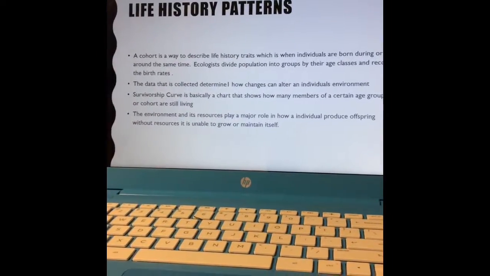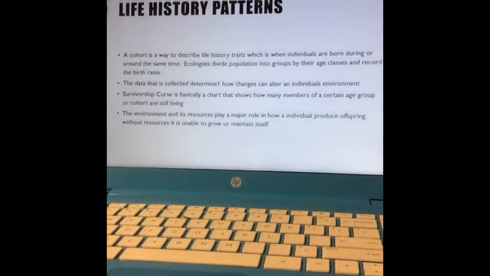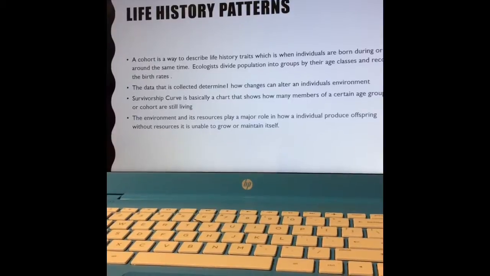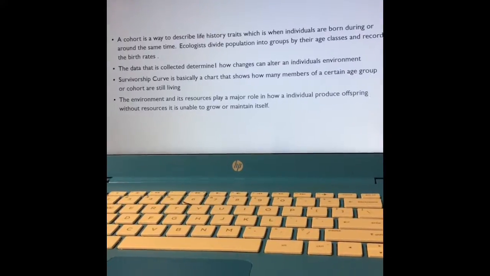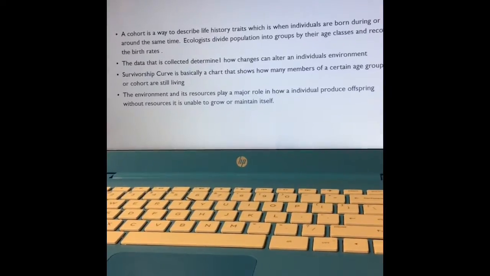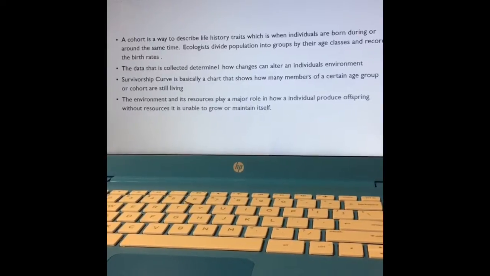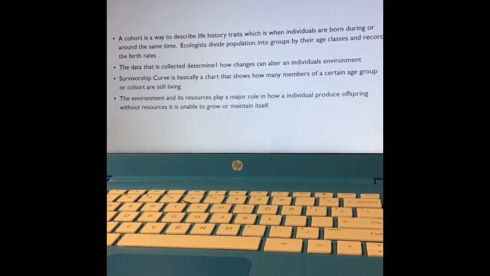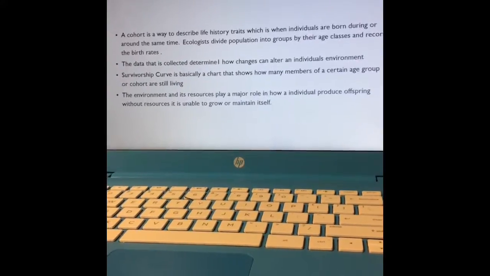Life history patterns. A cohort is a way to describe life history patterns. Ecologists, when they do their research, often divide populations into groups by their age or classes, but they use a cohort. A cohort is a group that tells when individuals are born during or around the same time.